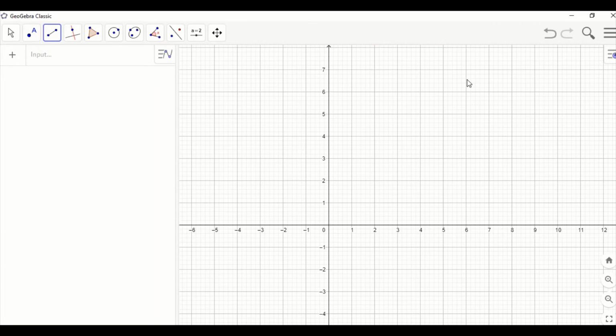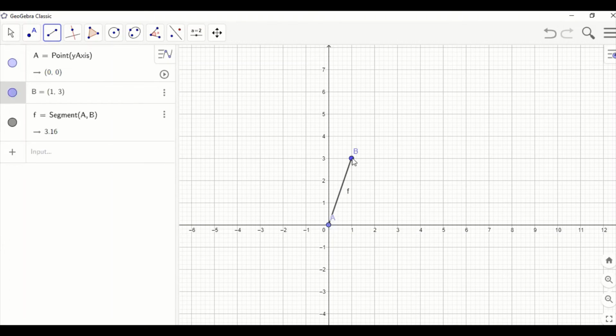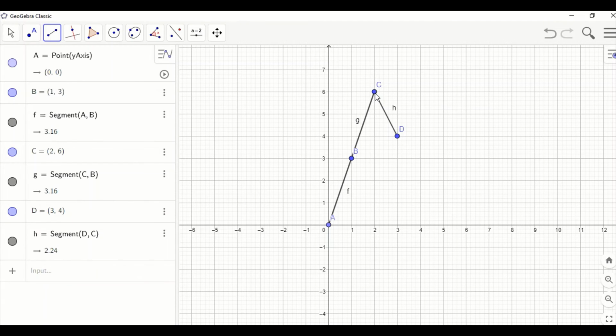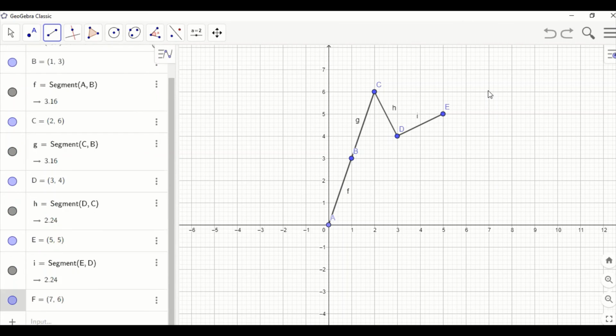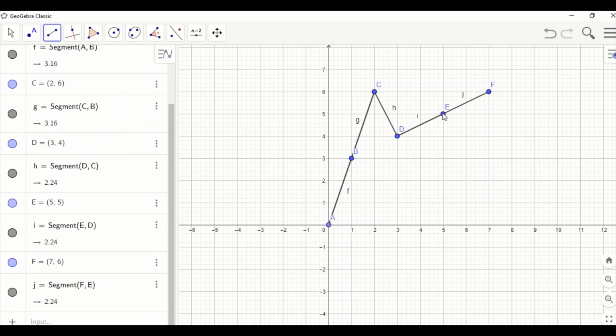So the first point is (1, 3), this point. Then (2, 6), so this point, and we are joining each point by a line segment. Next point is (3, 4), that means this point. Next is (5, 5), so this one. And the last point is (7, 6), so this point. So this is our final graph.